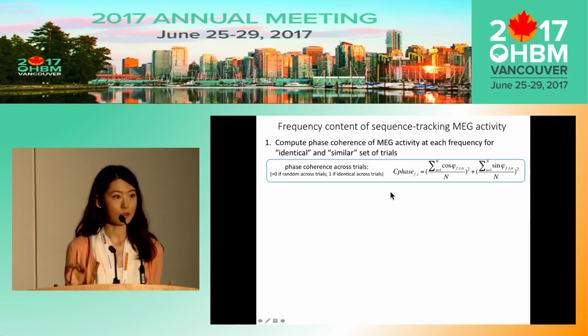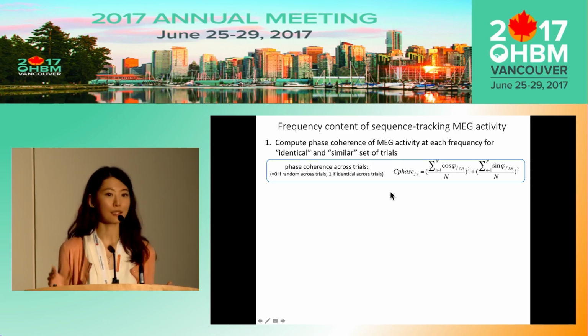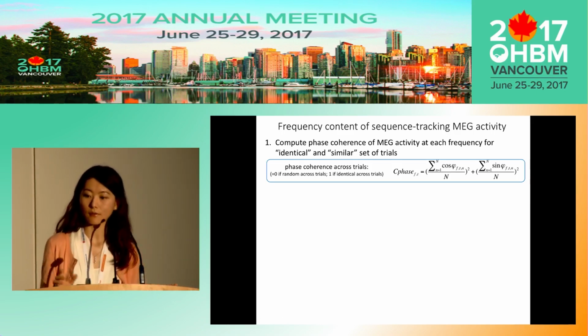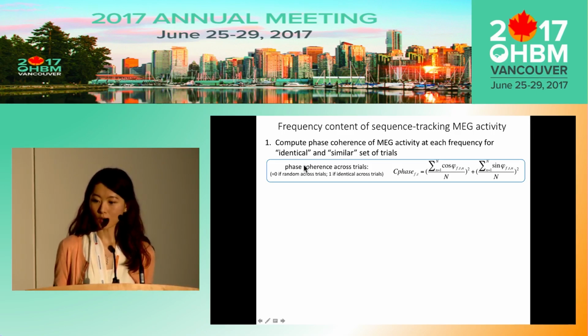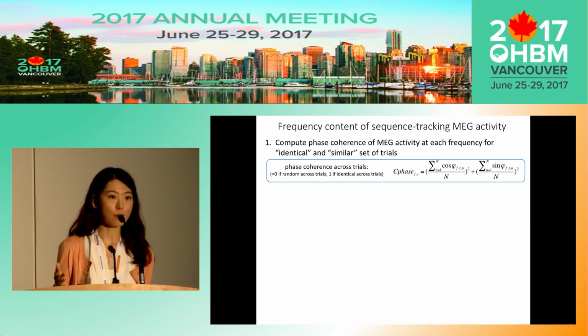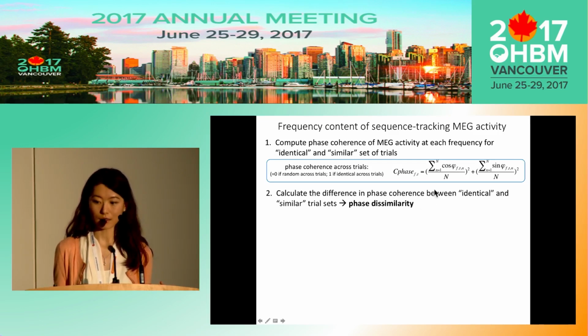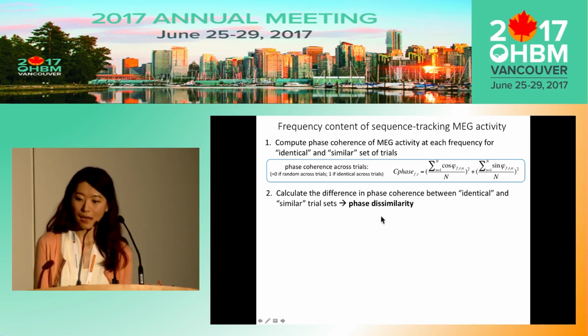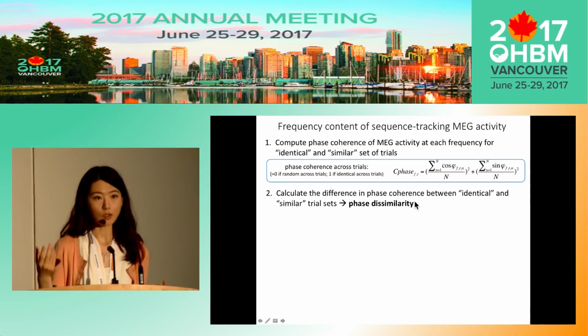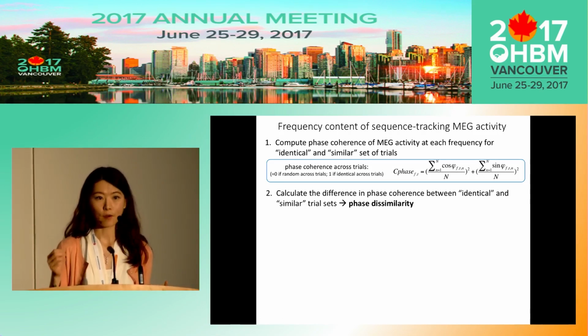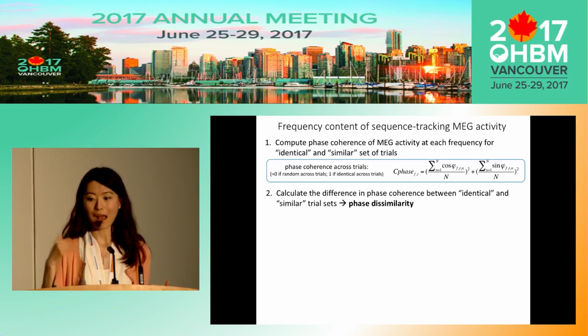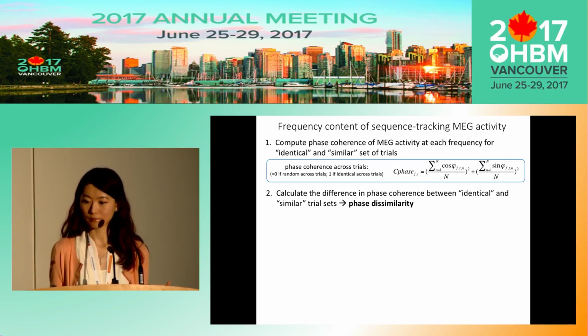So to look at that, we can use across-trial phase coherence. We've heard about across-regional phase coherence from some of the earlier talks today. Across-trial phase coherence tells us at each frequency how reliable the phase of that frequency is across multiple trials. We can do this for both the identical set of trials and for the similar set of trials, and then calculate the difference between them, called phase dissimilarity. This tells us the reliable modulation of a particular frequency band for identical repetitions of the same sequence above and beyond statistically similar sequences.